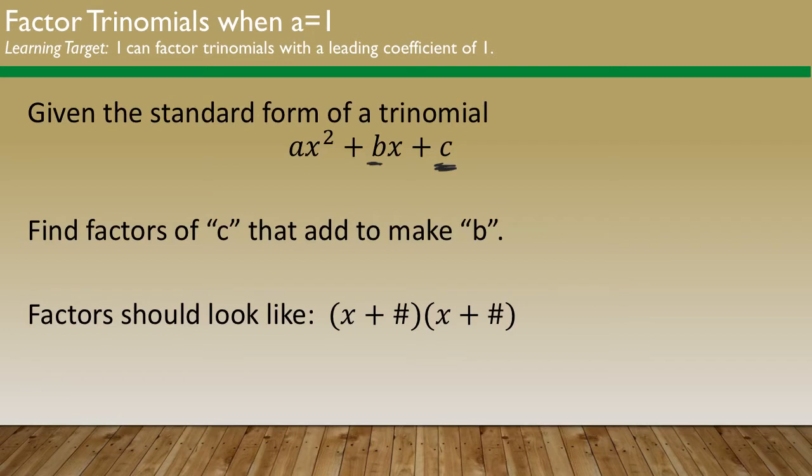If I can't find them, which is possible, this doesn't always work. If I can't find factors, then this thing does not factor, and it'll just stay as what it is. Okay, and after we factor it, if our leading coefficient is 1, which it will always be today, our factors will look like this: x plus a number and x plus a number. And those numbers are going to be whatever the factors are that we find. So let's check out a couple of examples here.